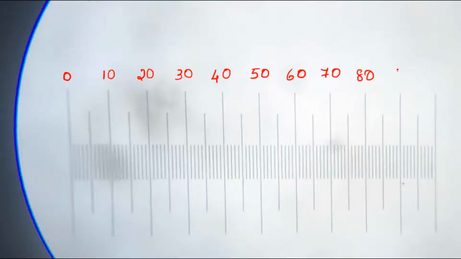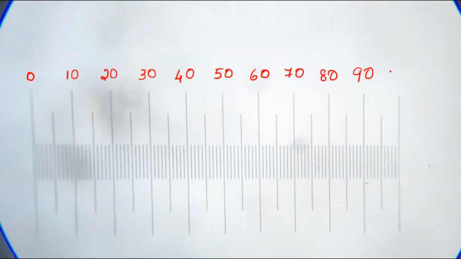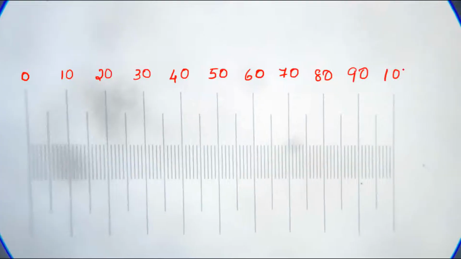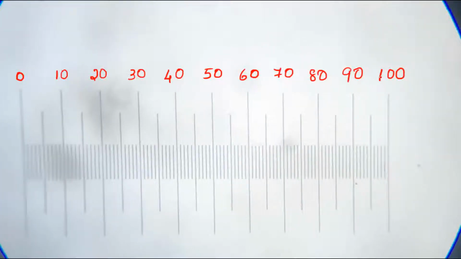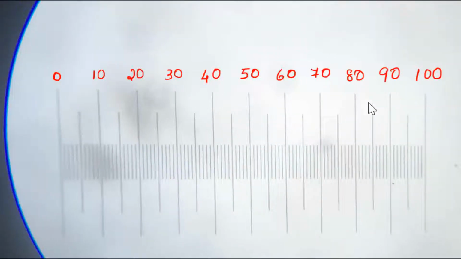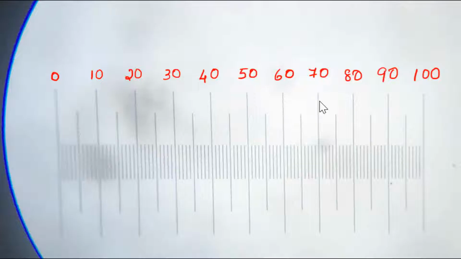So the next line is 20, this is 30, then 40, 50, 60, 70, 80, 90, and last 100. So it is clear that the stage micrometer consists of equally spaced 100 divisions.